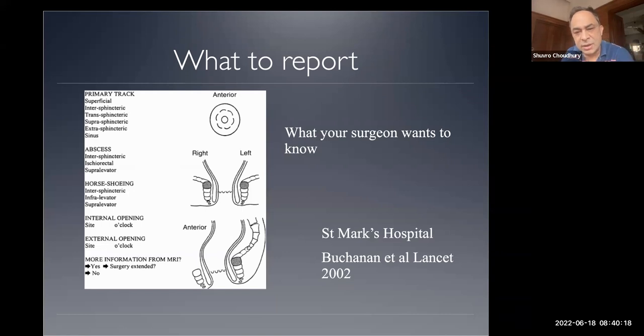Okay. So, what does your surgeon want to know, and what is it that you want to report? What should be the content of your report? So, the content of your report should be about the primary tract. Is it superficial, subcutaneous? Is it intersphincteric, transsphincteric, suprasphincteric, extrasphincteric? Or is it just a sinus, anal gland inflammation, and not an abscess?